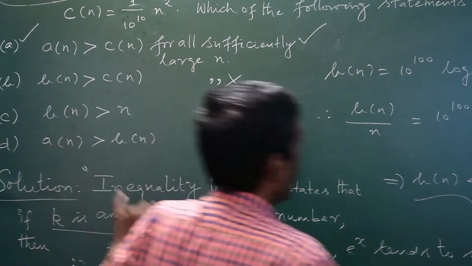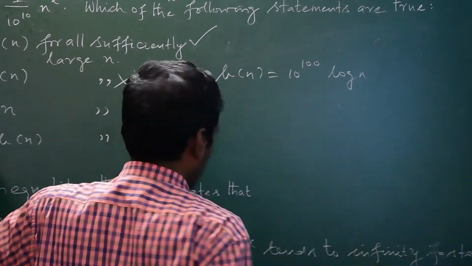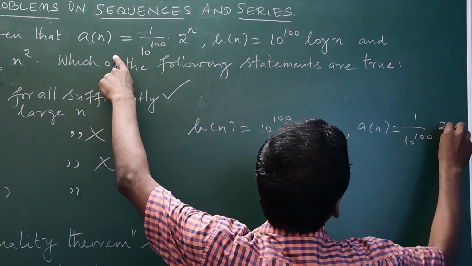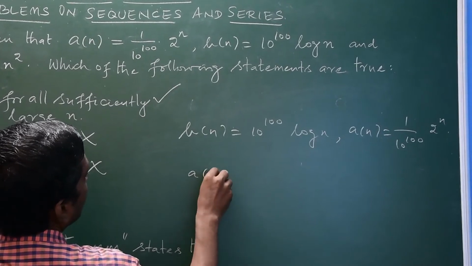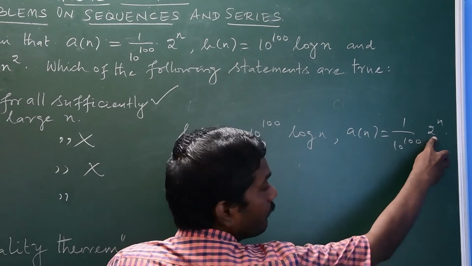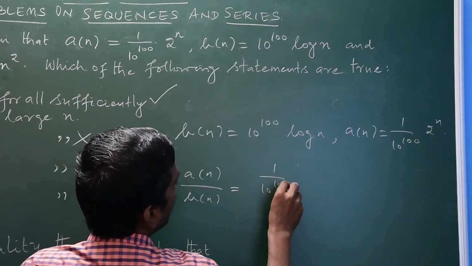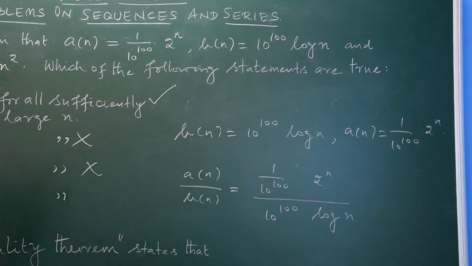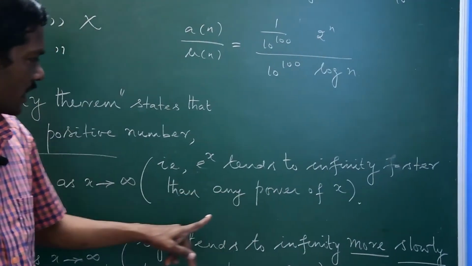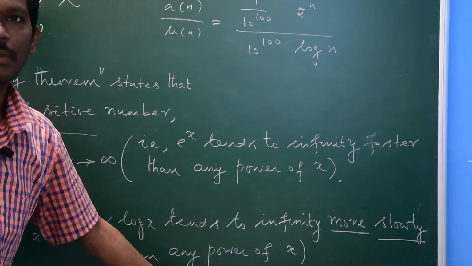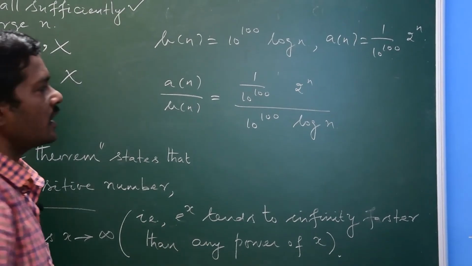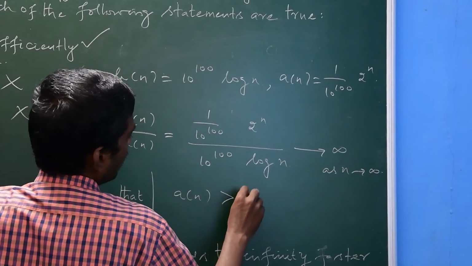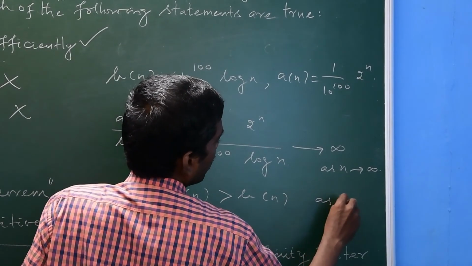Now take option 4. Option 4 has to do with a_n and b_n. What is a_n? a_n is 1 over 10 to the power 100 times 2 power n. Now we consider a_n over b_n. Here the comparison is between an exponential function and a logarithmic function. Exponential function grows faster than polynomial function, and polynomial function grows faster than logarithmic function. Now by transitivity, an exponential function grows faster than any logarithmic function. Therefore, this tends to infinity as n tends to infinity. So a_n is greater than b_n for sufficiently large n.